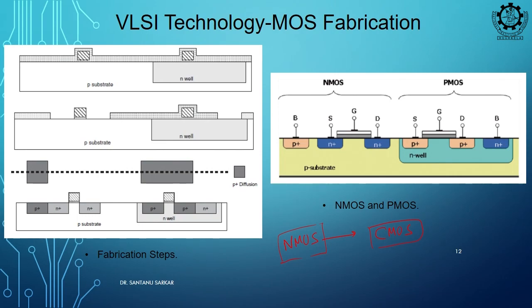So, for NMOS what is your substrate? P substrate, right. On top of P you have the source and drain. What type of material are the source and drain? N type material. And in between them there is the channel, and that channel is also P type. So, this P is global. P is actually your wafer.